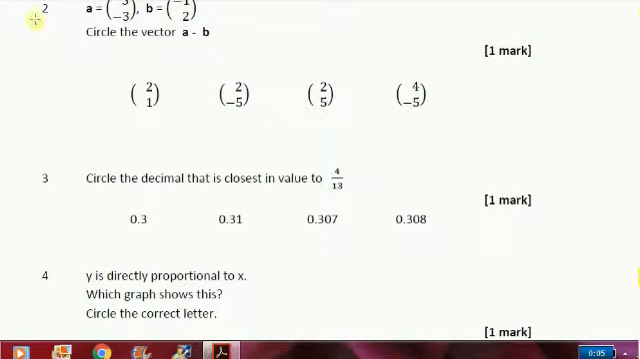Question 2. a equals (3, -3) and b equals (-1, 2). So calculate the vector a minus b. So a minus b, the vector, equals the top component of the first vector, which is 3, minus the top component of the second, 3 minus negative 1. And the bottom component of the first minus the bottom component of the second, negative 3 minus 2. So I get 3 minus negative 1, which is 3 plus positive 1, so it's 4. And minus 3 minus 2 is minus 5.